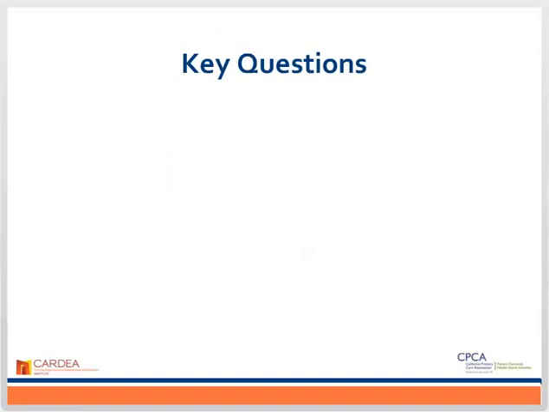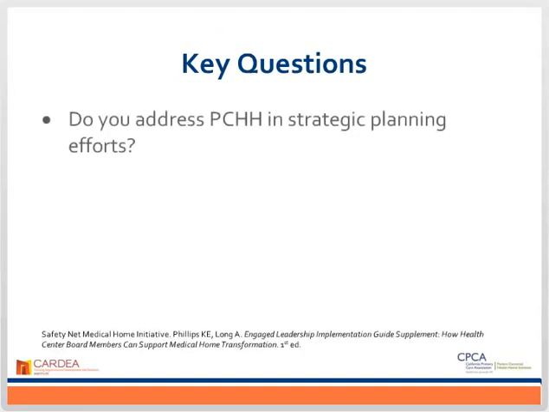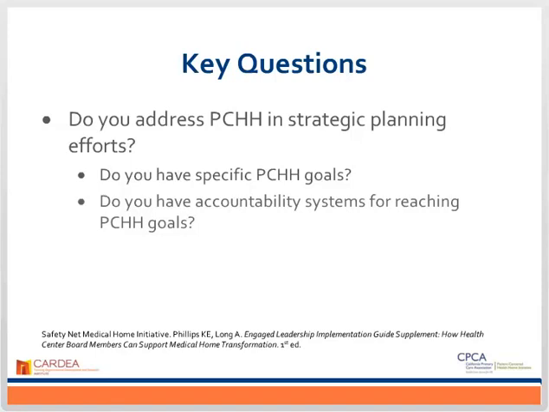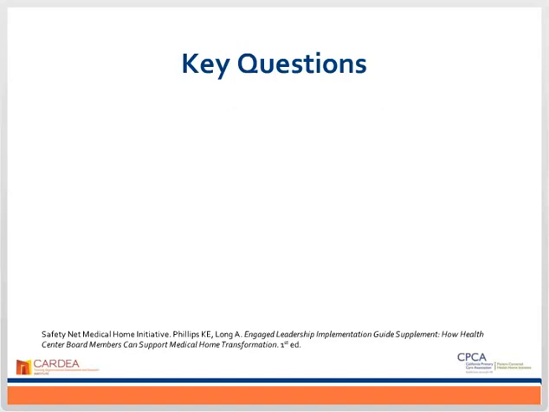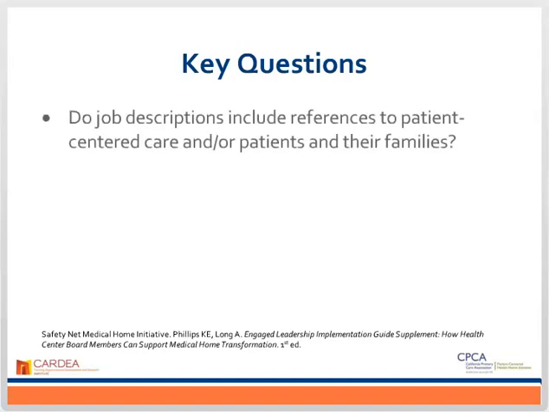Another key question that you and the board should reflect on is, do you address PCHH in strategic planning efforts? Specifically, do you have PCHH goals, and do you have systems for accountability for reaching those PCHH goals? Another key question to reflect on is, do job descriptions include references to patient-centered care and/or patients and their families?